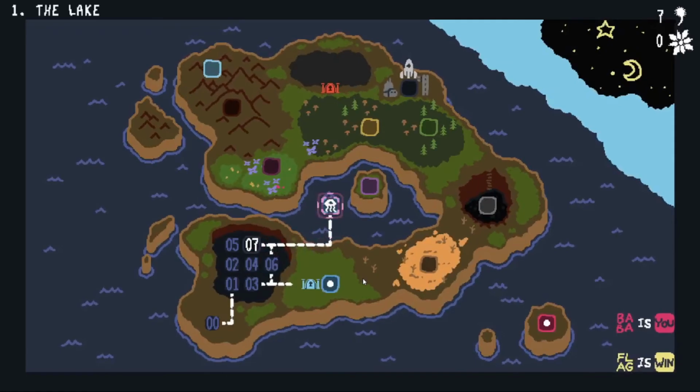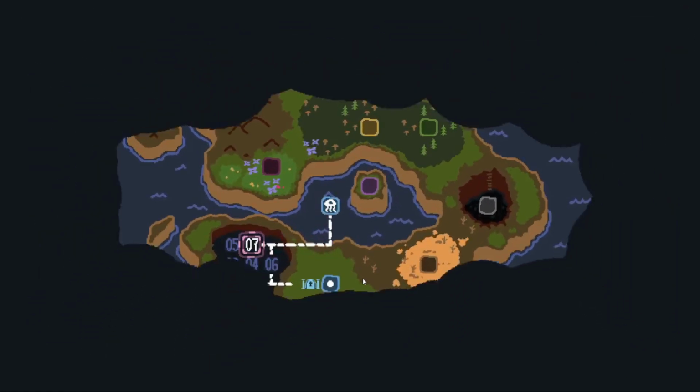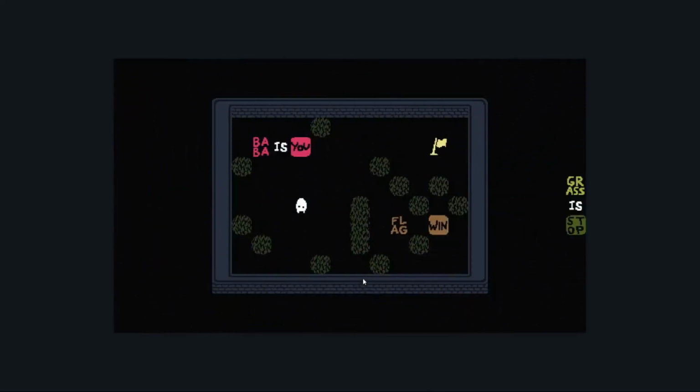We could move on to World 1, but I do need to be wrapping up, so we'll just go through the last level, Grass Yard, which teaches you a lot of things in one level and is really clever. On the right, we can see grass is stop, so we can't go through these little grass tiles. And we can see Baba is you, and the subject flag and the predicate win.